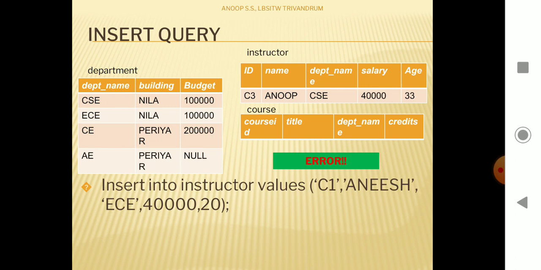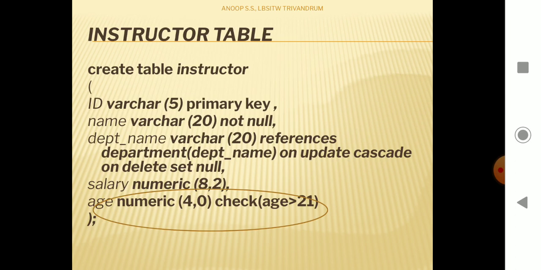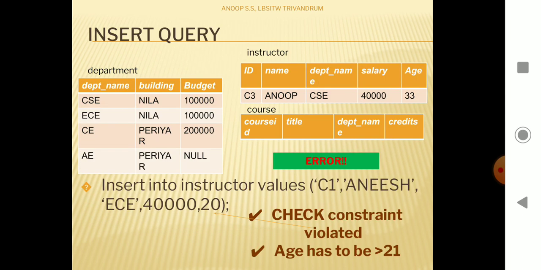But there is a check constraint in the age attribute. The age attribute has to be greater than 21. A check constraint is there in the age attribute. The age has to be greater than 21. Here the age value given is 20, which is less than 21. So the query will show the error: check constraint violated, the age has to be greater than 21.